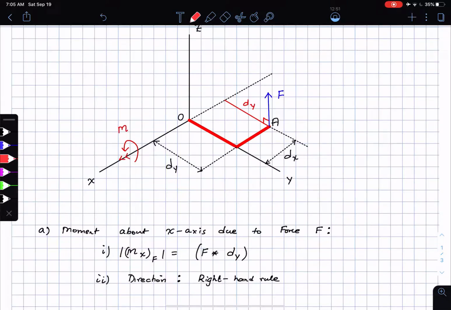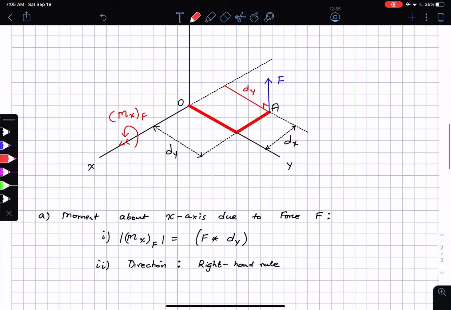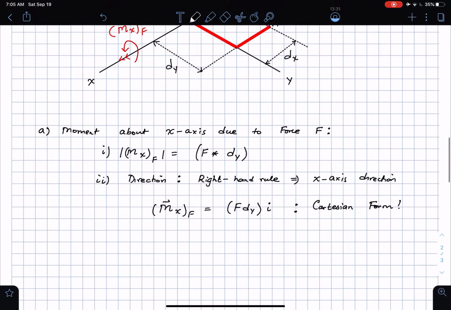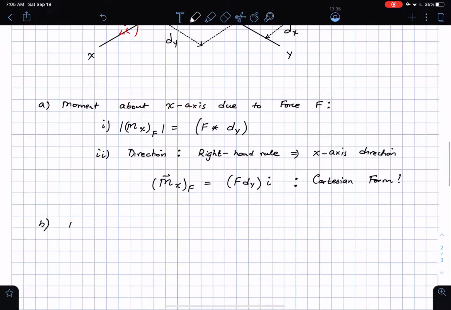So this is going to be the direction of Mx due to the force F, and this is in the i direction, which means that by using the right hand rule, this is in the x-axis direction. Now I can write the moment as a vector. Mx due to the force F is going to be F times d suffix y in the i direction. So this is the moment in Cartesian vector form. And we're going to do the same thing for the y-axis. Moment about the y-axis due to force F.